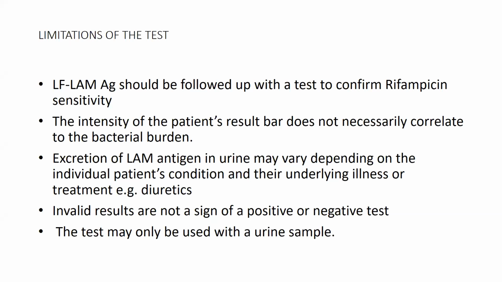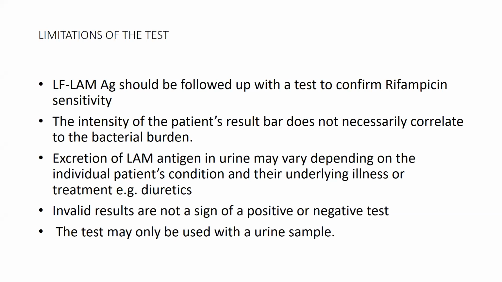When you look at the test, you can have a very positive result, and it doesn't necessarily mean that he's got a lot of TB or a high bacillary burden. So it doesn't correlate, even if faintly positive. There are things that can interfere with this test, and one of them, although we don't use it that frequently in HIV-infected patients necessarily, is the use of a diuretic. That can just dilute out the LAM antigen so that you can't see it anymore. An invalid test, so a test that doesn't have a stripe for the control, doesn't tell you positive or negative. It tells you nothing at all, and you need to repeat this test.